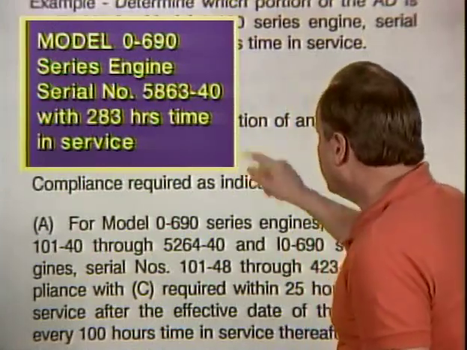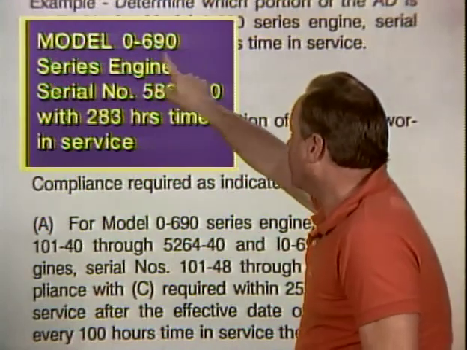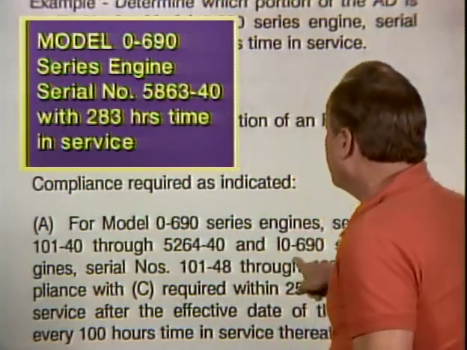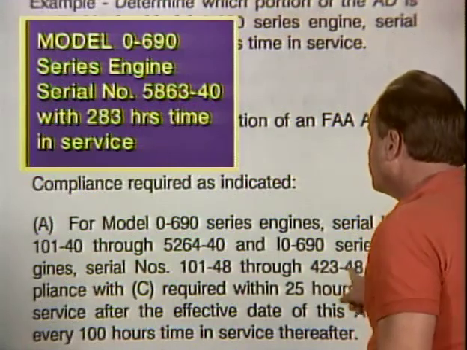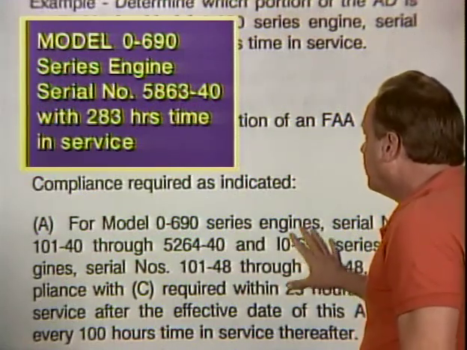But hold it, there's an IO engine. Do we have to worry about it if we're an O engine? No, IO we don't have to worry about that, so we don't need to worry about those serial numbers. And so it looks to me we don't have to worry about A.